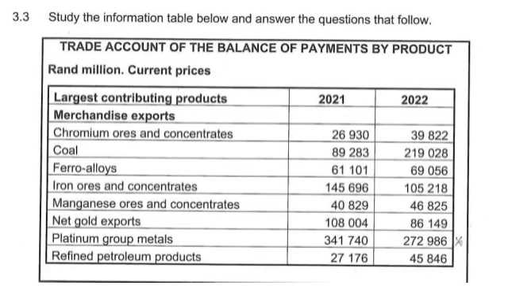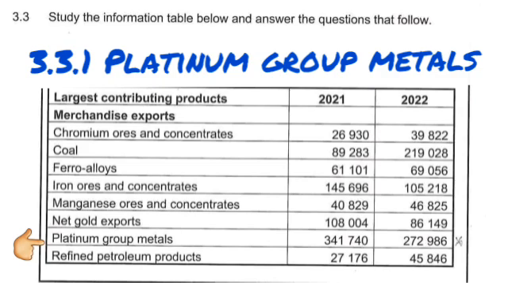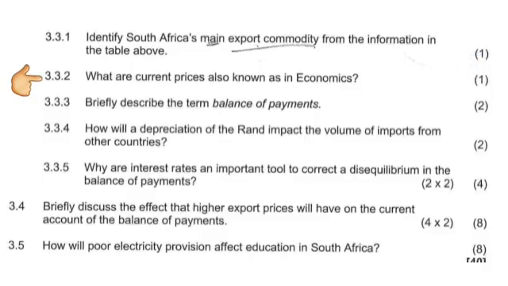You see that both in 2022 and in 2021, our platinum group metals gave us the most amount of money in both of those years. So our answer becomes platinum group metals. Platinum group metals becomes the commodity that's making us the most money, because that's the most amount of income that we have made when we are looking at all of our merchandises that we are exporting.